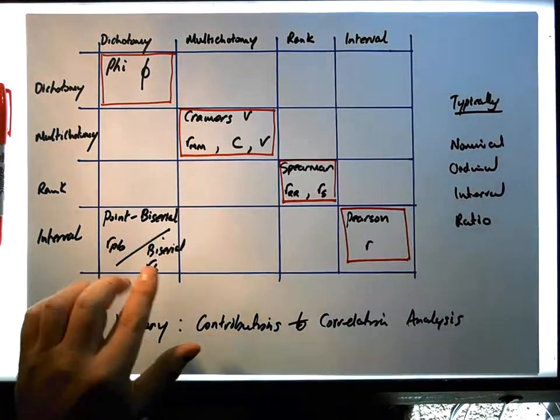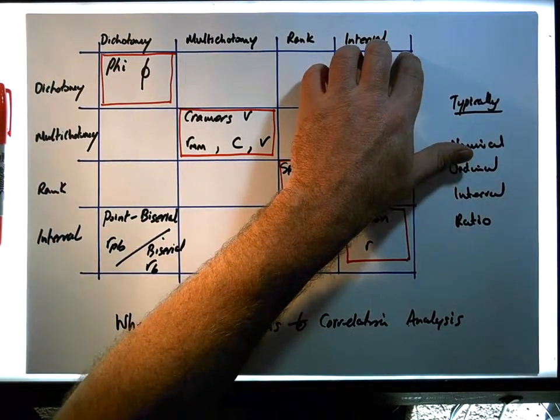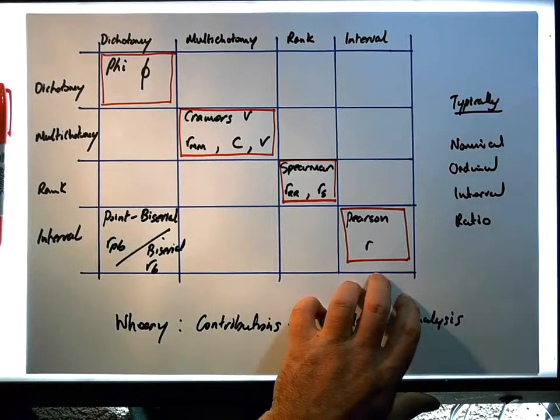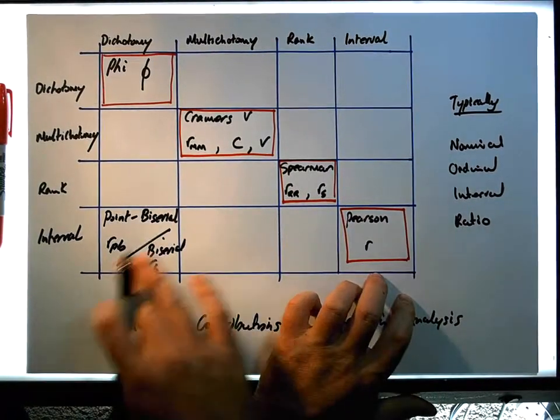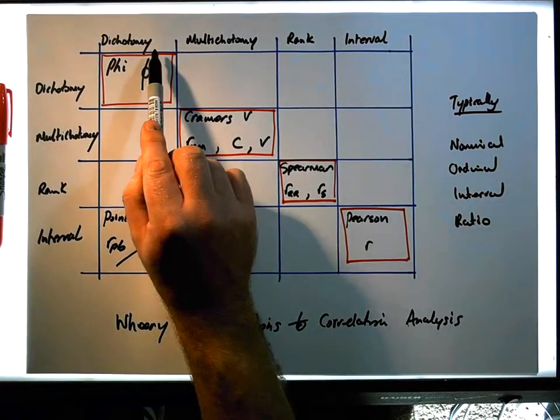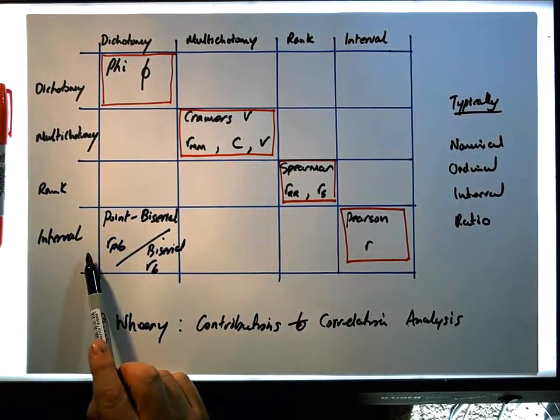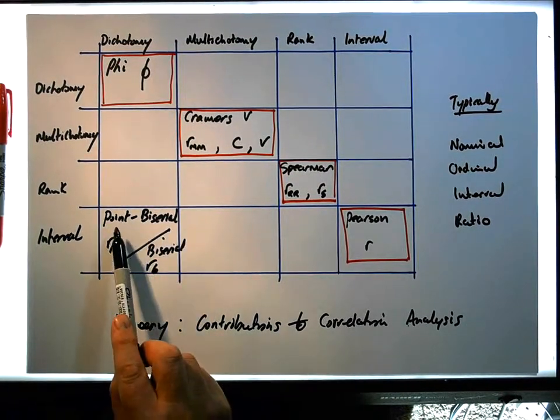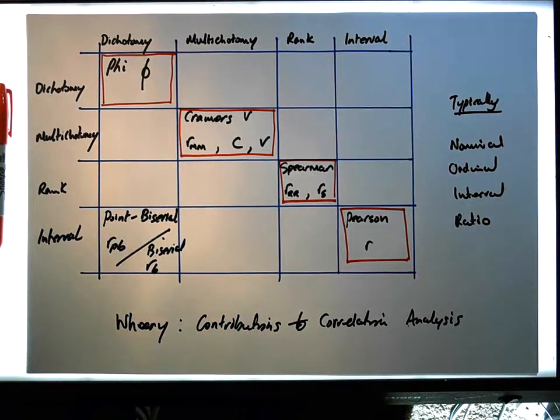And there are also other restrictions. This continuous variable needs to be relatively normally distributed as well for these formulas to work. But in the pure case where we have a pure dichotomy associated with an interval variable, the formula is known as the Point-Biserial correlation coefficient. And they're the main ones.